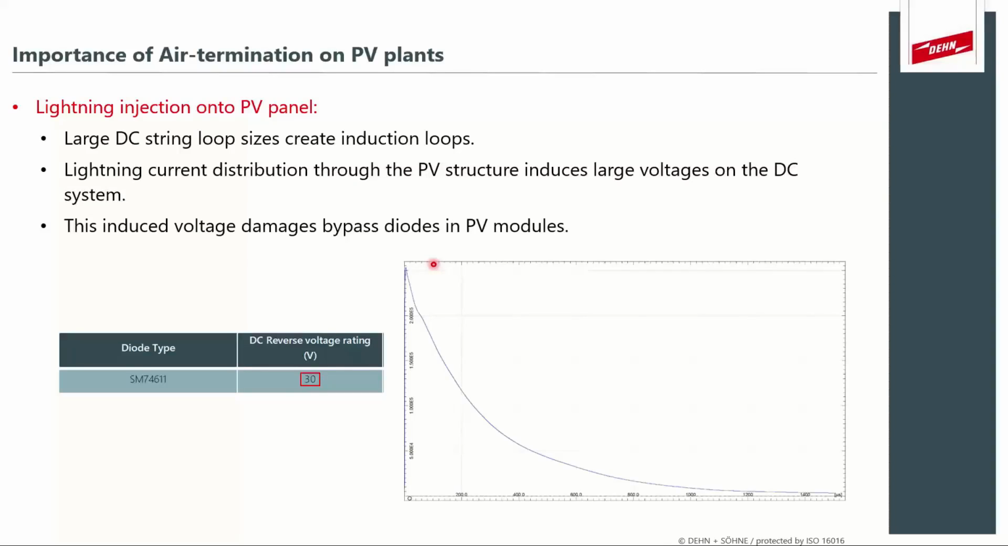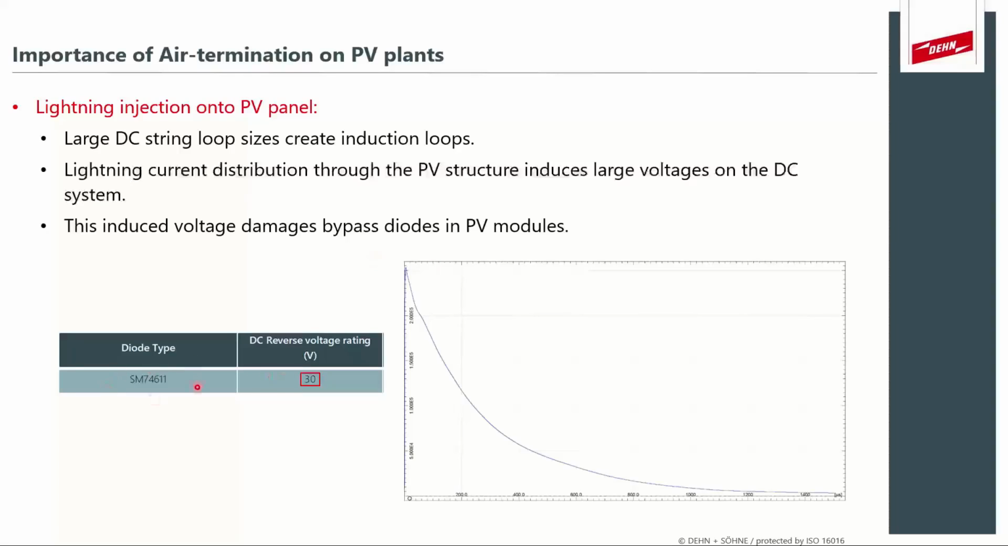It's in excess of 200 kilovolts. Okay, so the current in this case was really low, but the voltage was extremely high. And the PV modules at the back have these bypass diodes as part of the PV module's design.